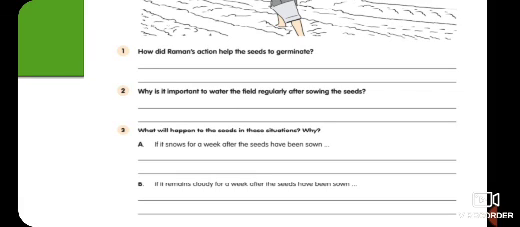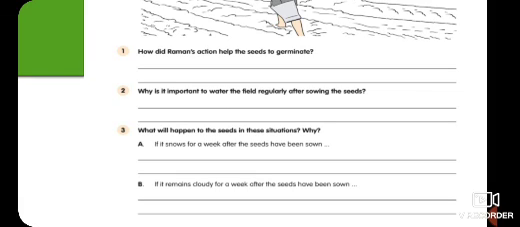In the next question, what will happen to the seeds in this situation? Why? Situation 1 is, if it snows for a week after the seeds have been sown. As you are very aware of the conditions now, what condition is missing here? Warmth is not present. If warmth is not present here, then the seed will not germinate. It will not turn into a sprout and seedling, because the warmth factor is absent here.